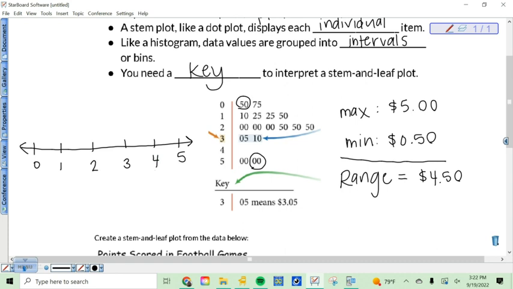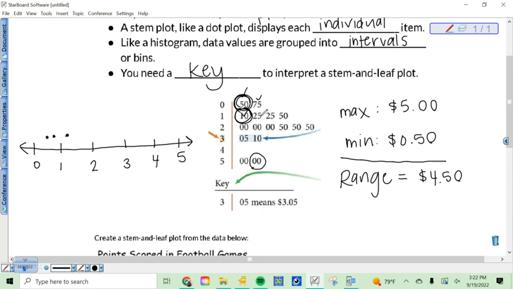This first one I've got is 50 cents. 50 cents is going to go right in between 0 and 1. And 75 cents goes right in between 50 cents and 1. And then what does that point mean? What does that 10 mean? Yeah, $1 and 10 cents. So that's going to go right around there.